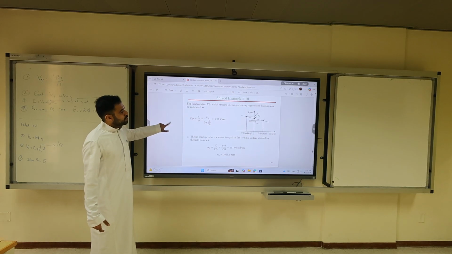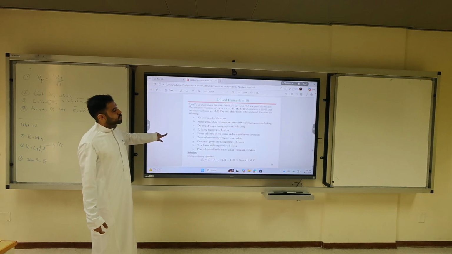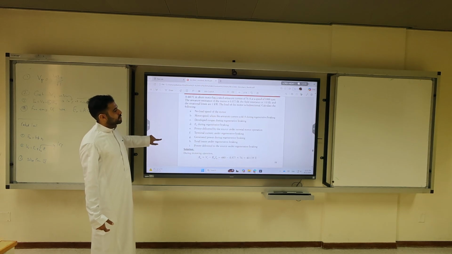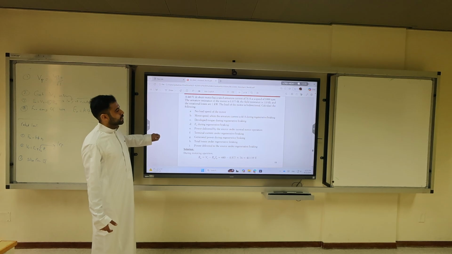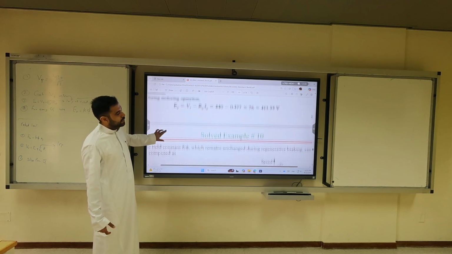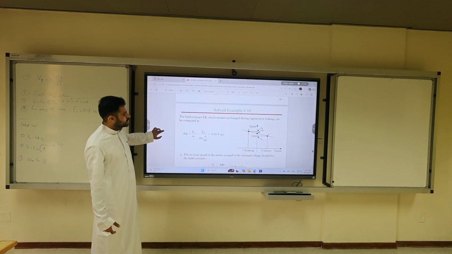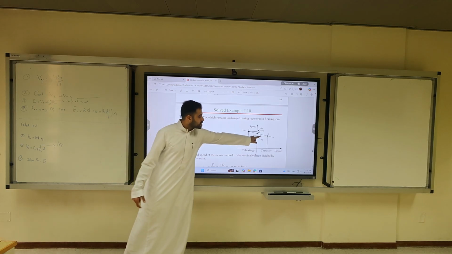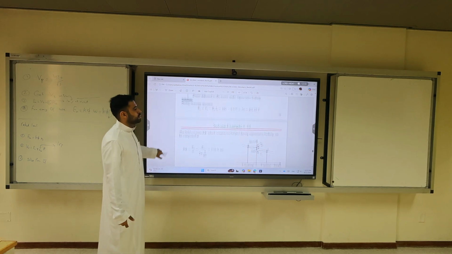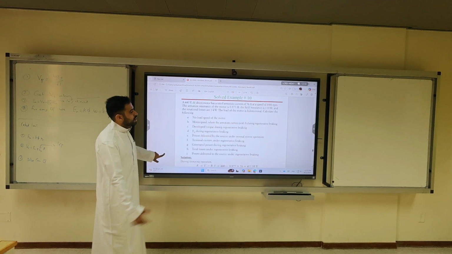And the first question, what happened in this question was basically we want to study the impact of moving between different points and see how the speed will change based on the braking, okay?